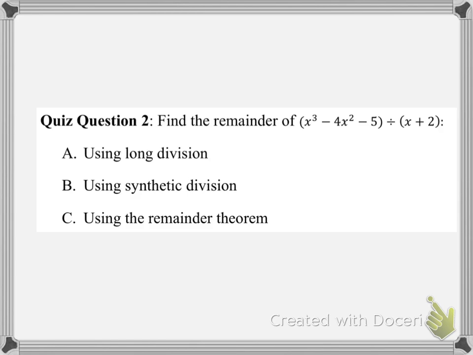But question 2 says find the remainder of x cubed minus 4x squared minus 5 divided by x plus 2. And you're going to use 3 ways. You're going to use long division, synthetic division, and the remainder theorem. Okay. The good thing is you should all end up with the same answer for each of those, right?